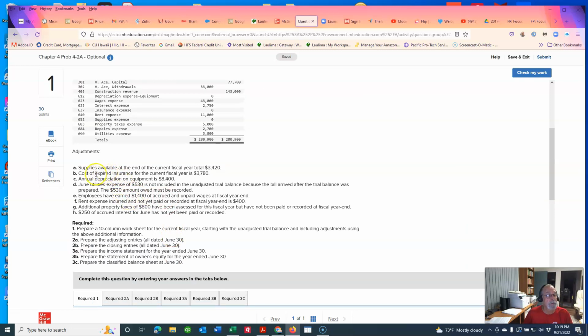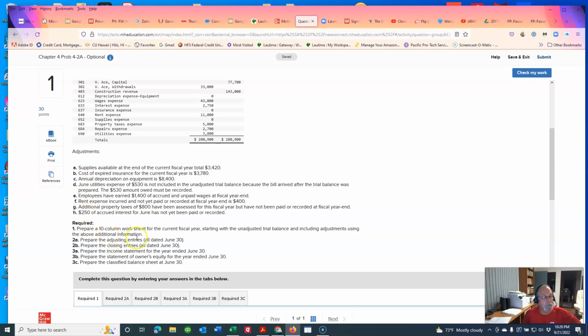So we have adjustments: adjustment for supplies, adjustment for expired insurance, adjustment for depreciation, adjustment for, looks like, utility expense that has not been recorded. Looks like we have an adjustment for employee wages that have not been recorded. We also have an adjustment for rent that has not been recorded. Also additional property taxes not yet recorded. And then some accrued interest not yet recorded. So we have a number of adjustments A through H.